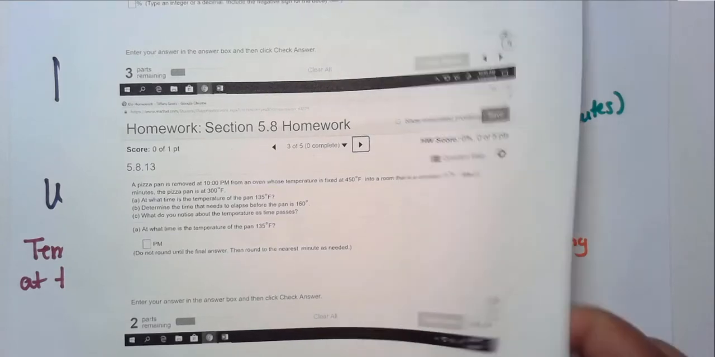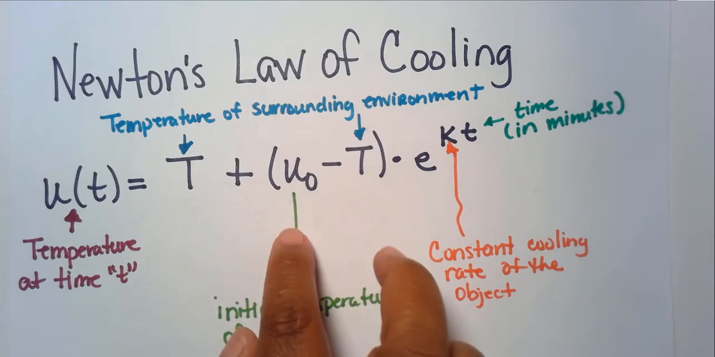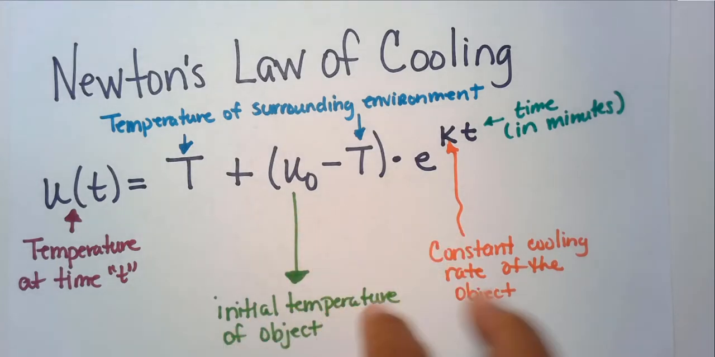So with this question, you need to know about Newton's law of cooling. And we have our formula here. U of t is equal to T plus, in parentheses, U sub 0 minus T, times e to the kt, or e raised to the kt. So I have every part of the formula identified.